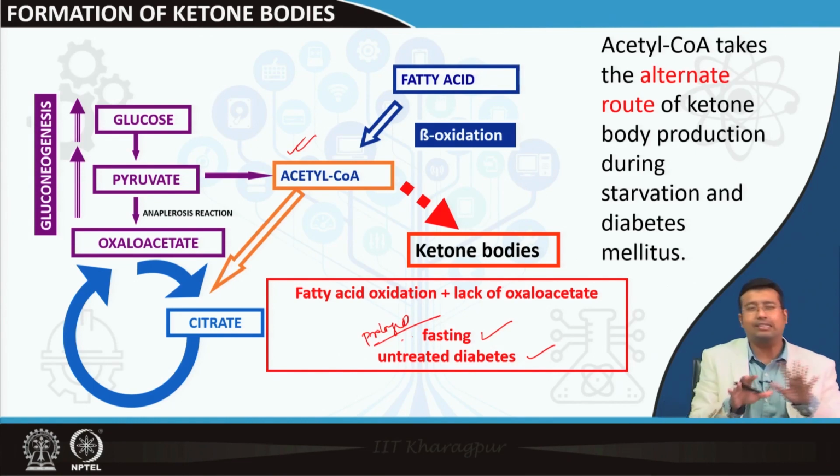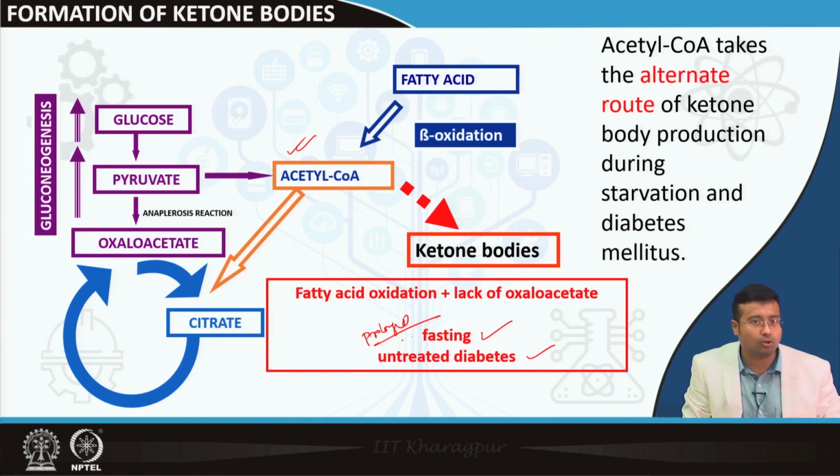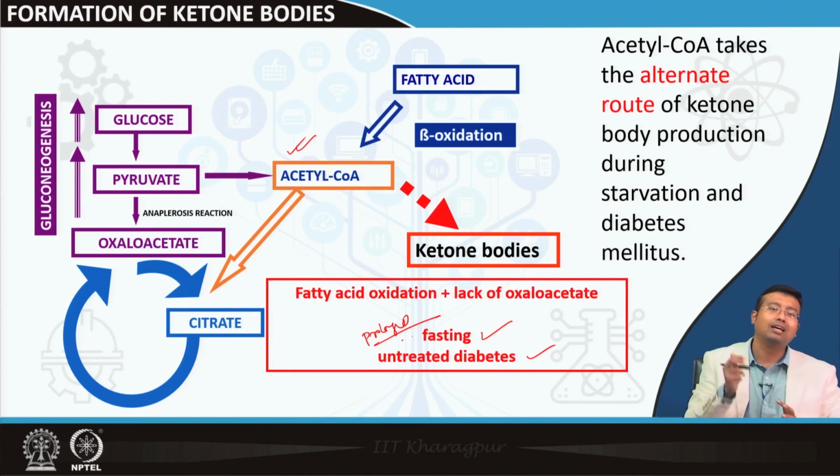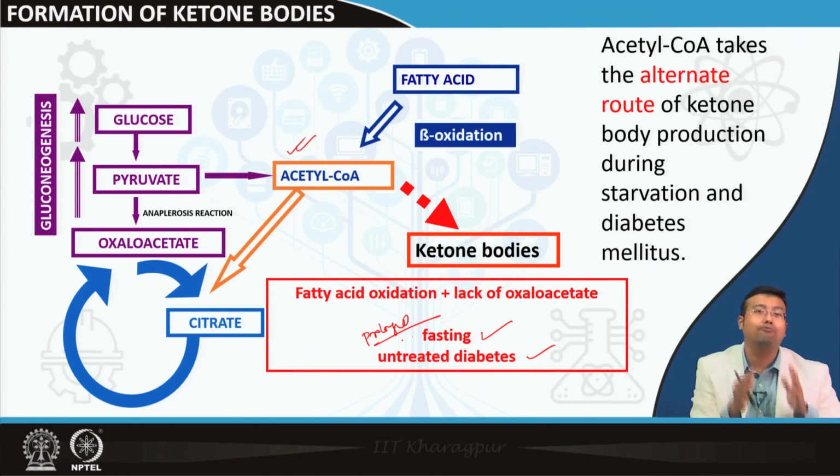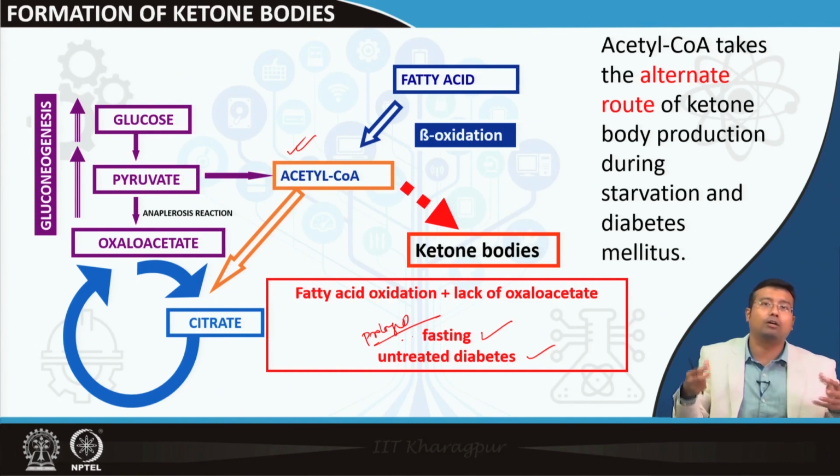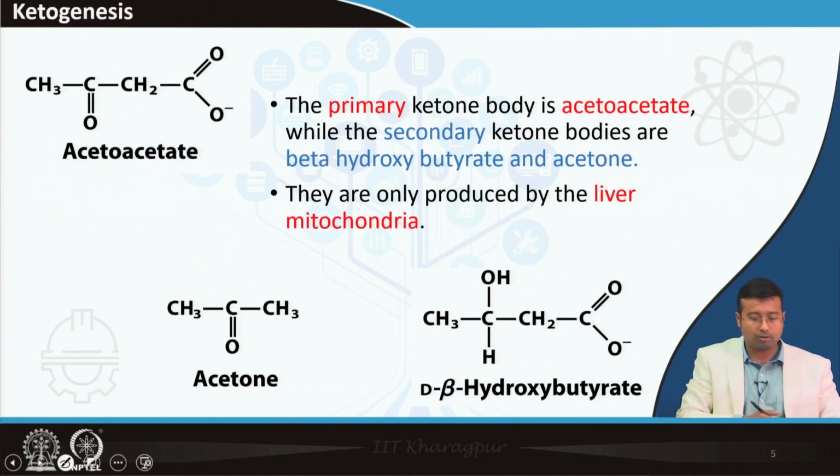If you are fasting overnight, ketone bodies won't rise much, okay. But in case of prolonged fasting, in starvation, and in untreated diabetes, especially in type 1 or insulin dependent diabetes, the older name, which is of autoimmune nature where insulin is deficient, this pathway kicks in and leads to production of a huge amount of ketone bodies, right.